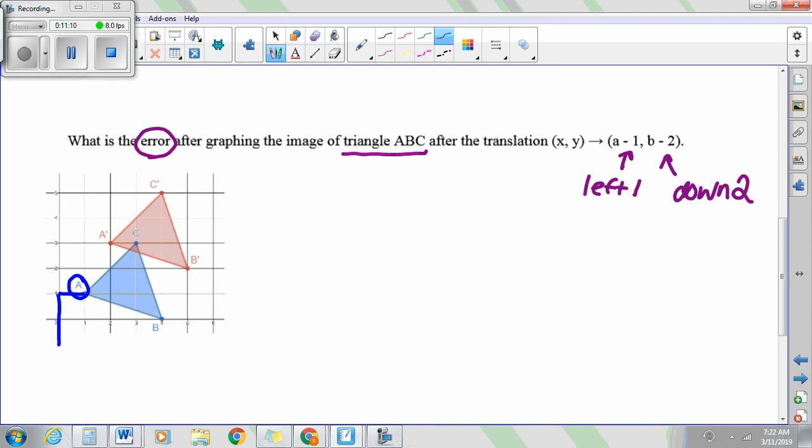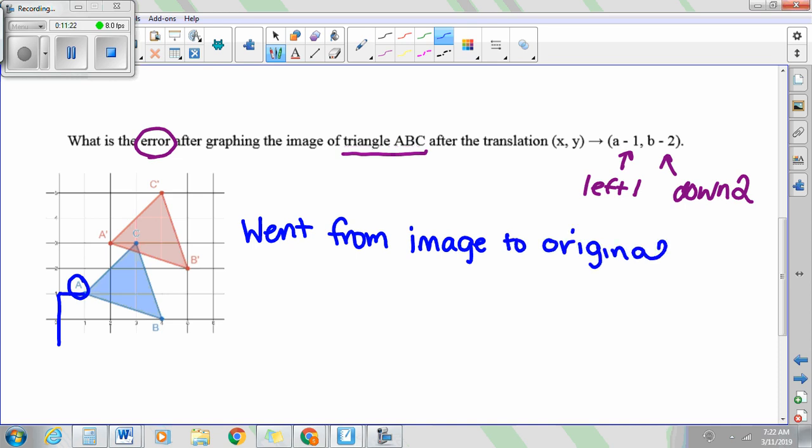So, the mistake here is that they went from the image, or the second time around, to the original, not from the original to the image.